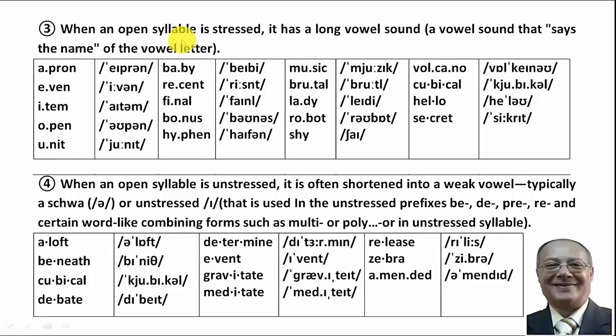When an open syllable is stressed, it has a long vowel sound. What is meant by a long vowel sound? A vowel sound that says the name of the vowel letter. Apron, even, item, open, unit, baby, recent, final, bonus, hyphen, music, proton, lady, roped, shy, volcano, cubicle, hello, secret.